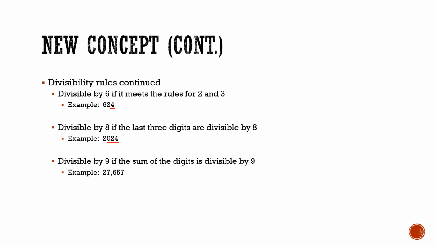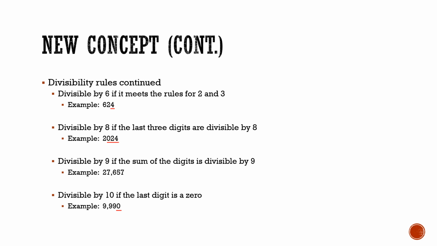27,657, we would have 5 plus 2 is 7. 7 plus 7 plus 7 is 21. Plus 6 would be 27, which can be divided by 9. So that whole number is divisible by 9. And finally, a number is divisible by 10 only if the last digit is a 0. So there's an example. Last digit is a 0.